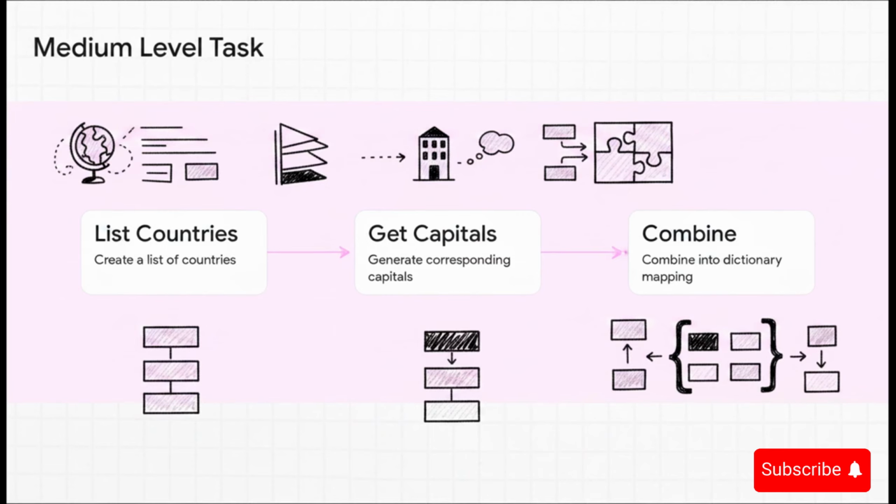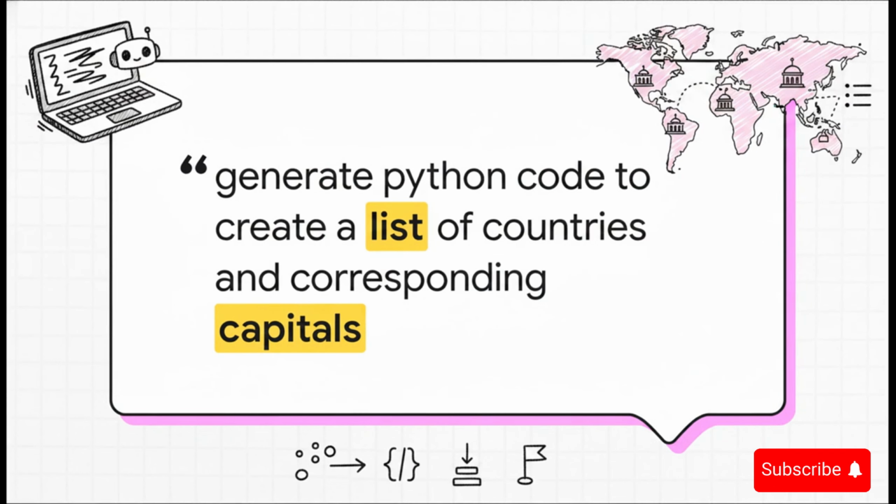Now let's escalate things to a medium-level task. Let's break down the logical steps we want the AI to perform before we even write the prompt. Step 1, create a list of countries. Step 2, generate corresponding capitals. Step 3, combine into a dictionary mapping. This is a true multi-step instruction. And here is the exact prompt we use to execute those steps.